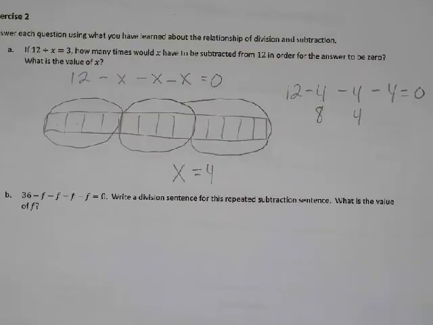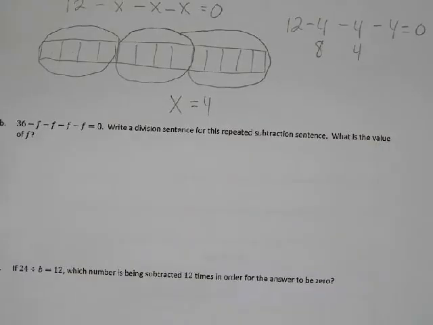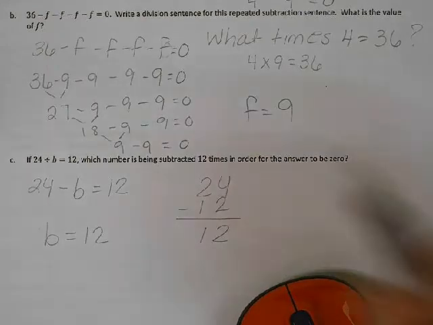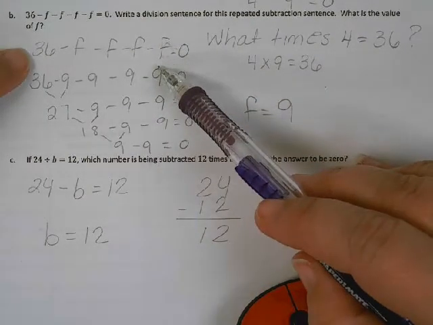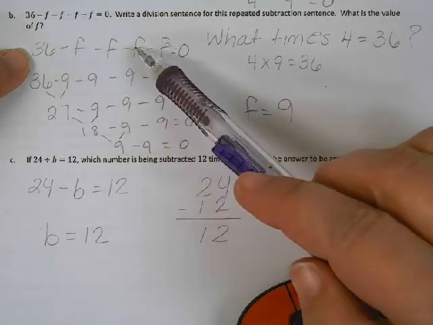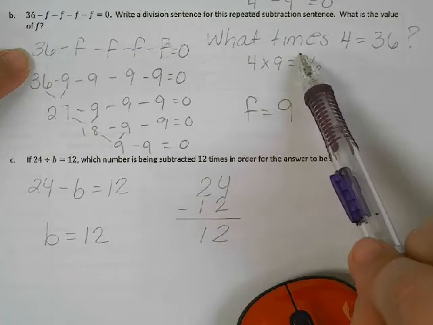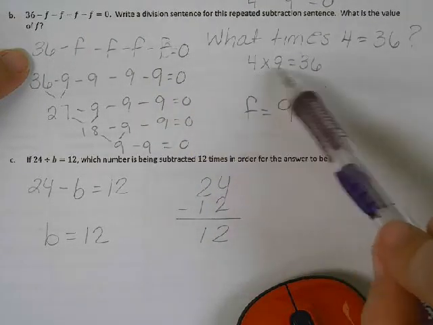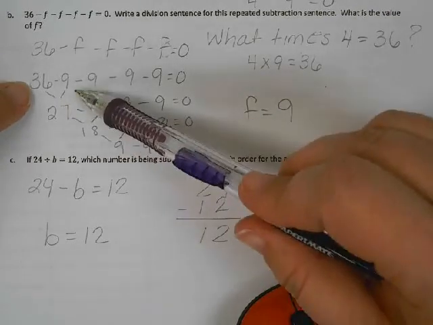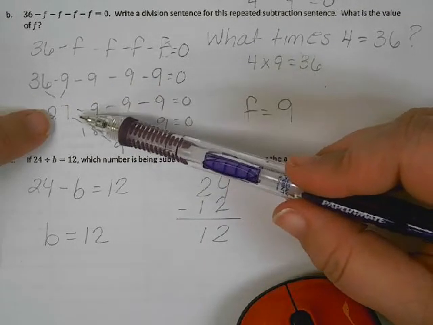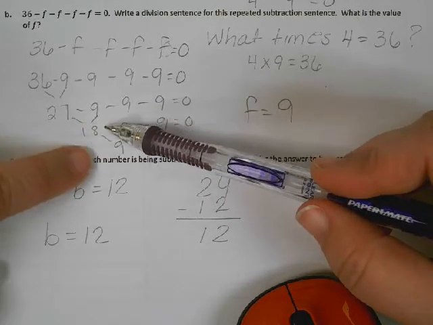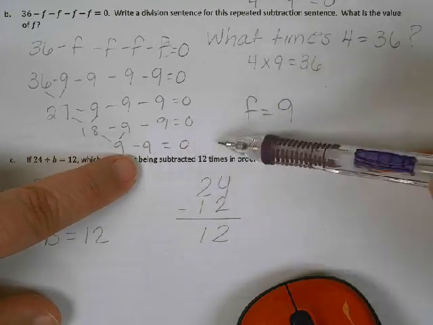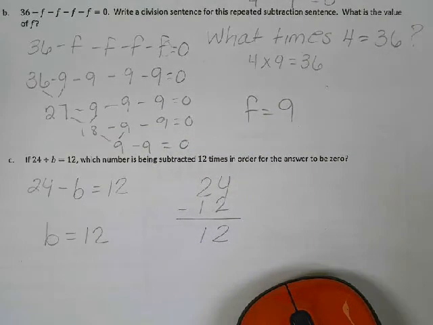I want you to go on and do B and C on your own, and then come back and check your answers. For B, you could have said 36 minus F minus F minus F minus F. You should have thought, what times 4 gives me 36, because I know I would have 4 groups. 4 times 9 is 36. So then I check that. 36 minus 9 is 27. 27 minus 9 is 18. 18 minus 9 is 9. And 9 minus 9 is 0, meaning F equals 9.